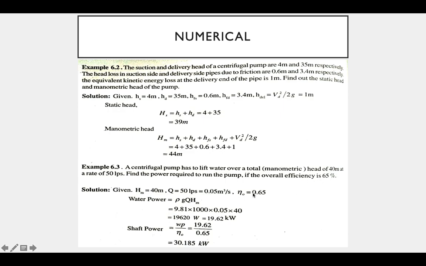Then overall efficiency is given. Overall efficiency is the ratio of water power by shaft power. From that you can find out shaft power. So this is the power required to run the pump, that is shaft power.